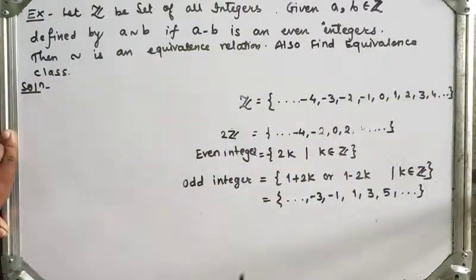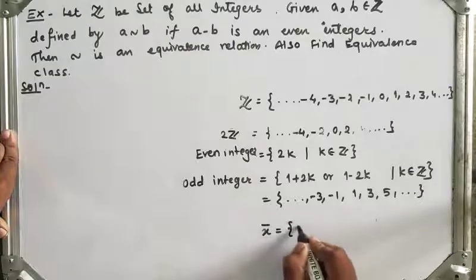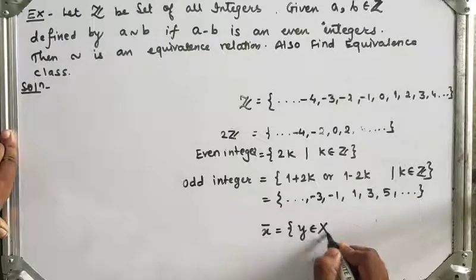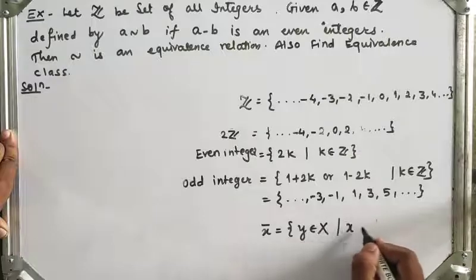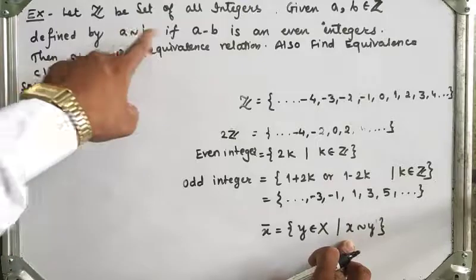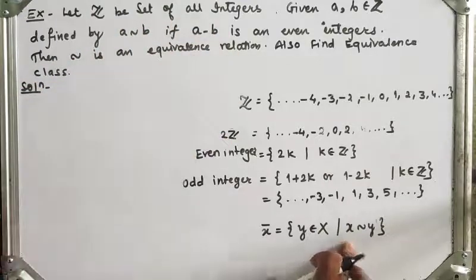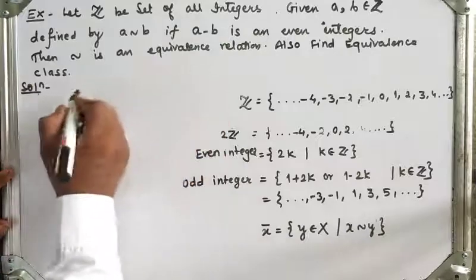So what is the definition for equivalence class? The equivalence class of X is equal to the set of all those elements Y belonging to set X such that X is equivalent to Y. But what is the relation we have here defined? A minus B is an even integer. So let's solve this question.